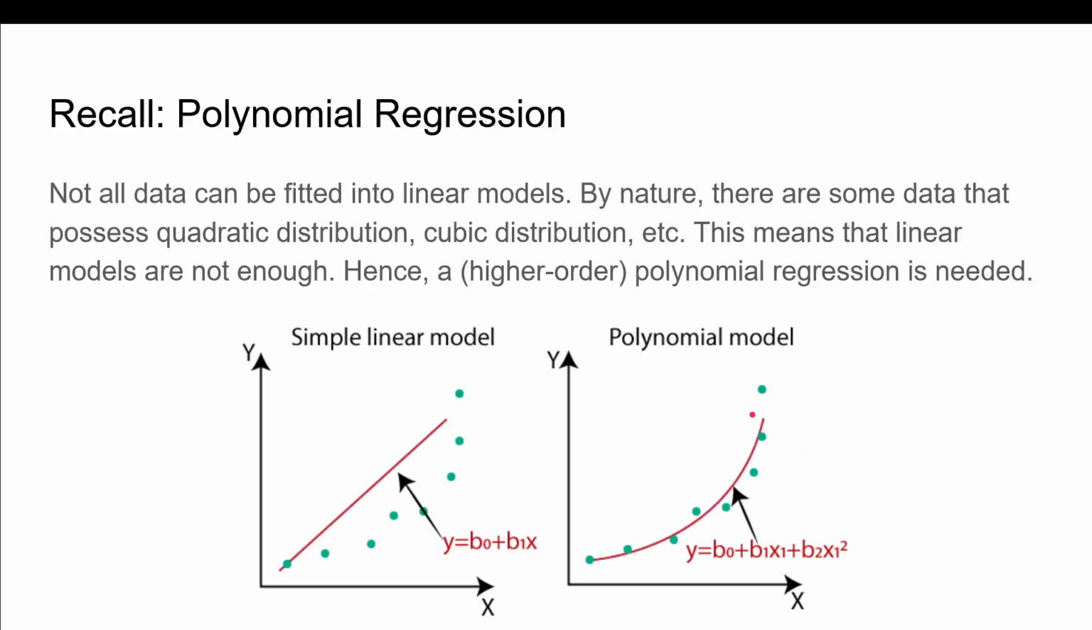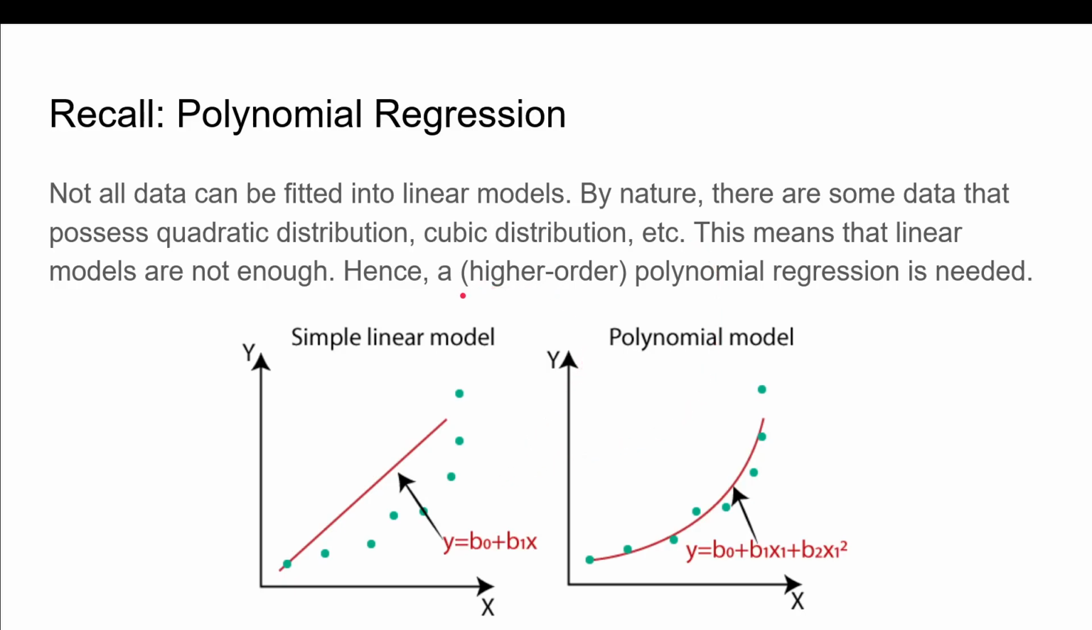But unfortunately, not all data can be fitted into linear models. So this is the simple linear model we have talked about before, which only consists of this straight line. It forms a straight line because by nature there is some data that possesses quadratic distribution, cubic distribution, and so on. So you actually need a higher order polynomial regression.